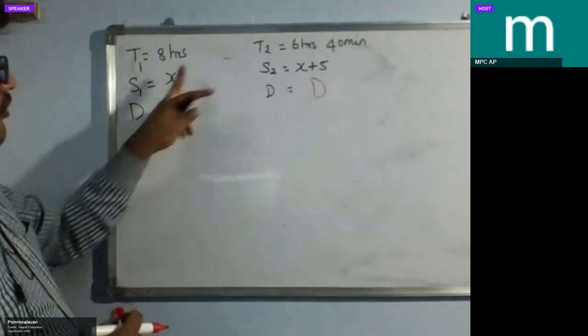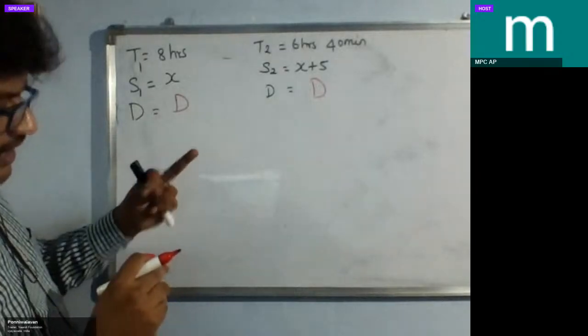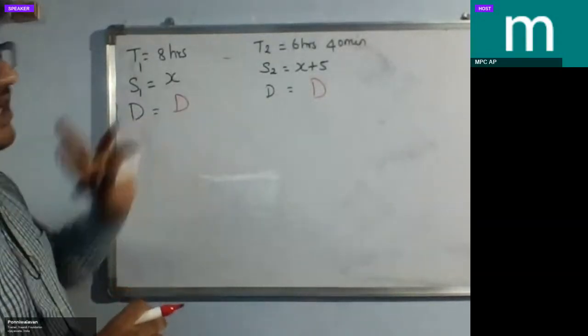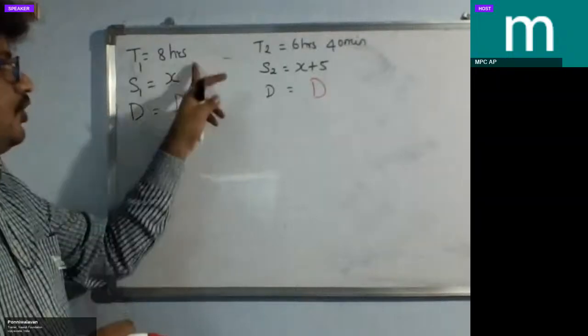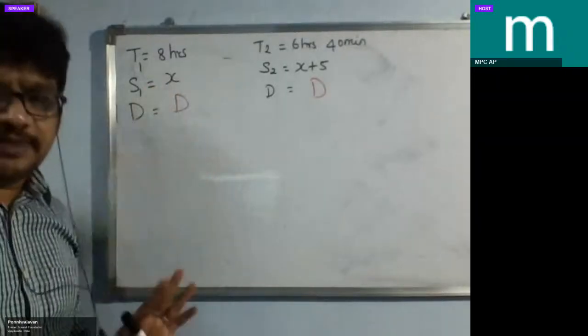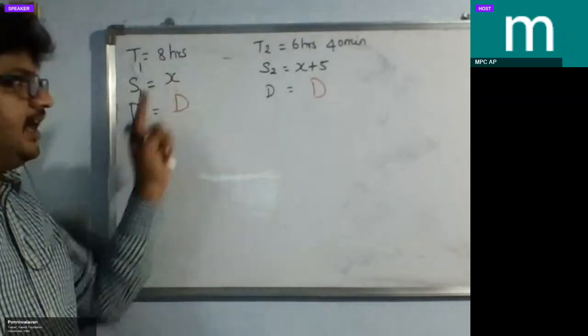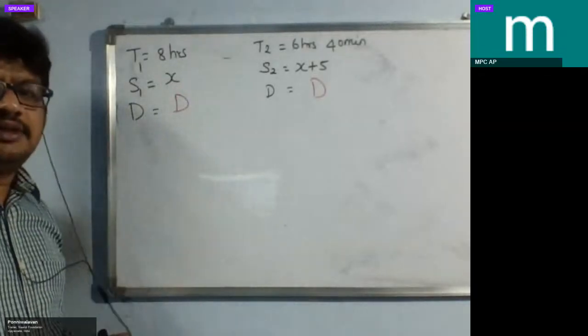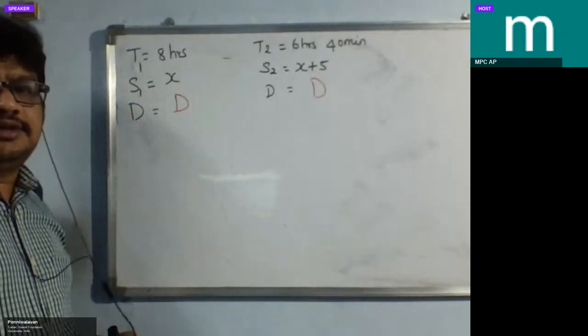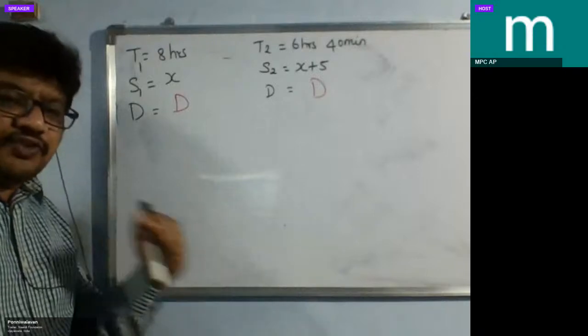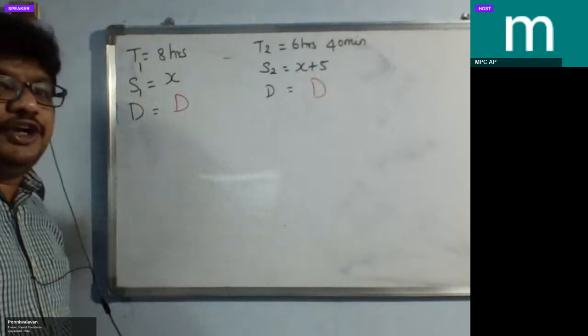We have two unknown parameters. One is x, another one is d. What do we need to find, d or x? x. So what do we need to eliminate? d.